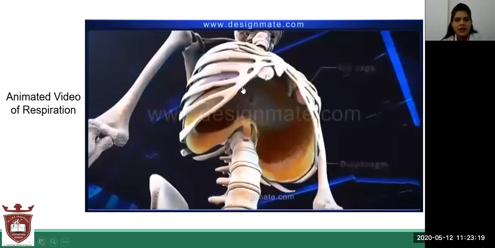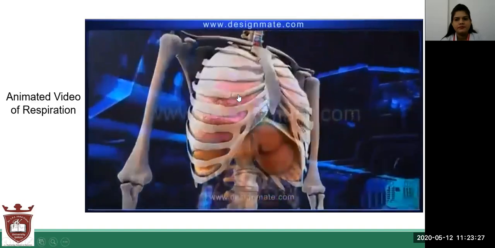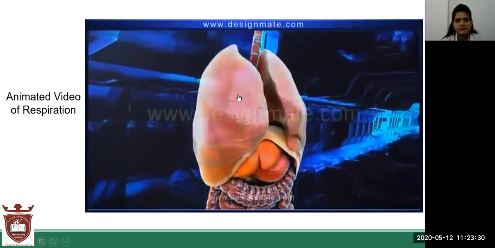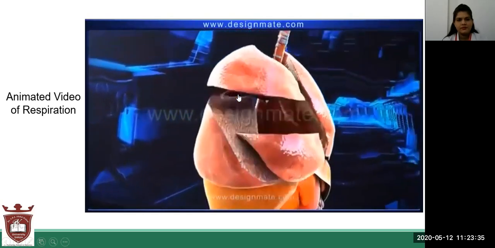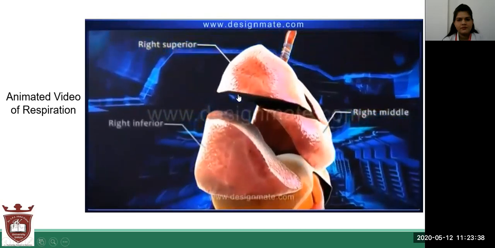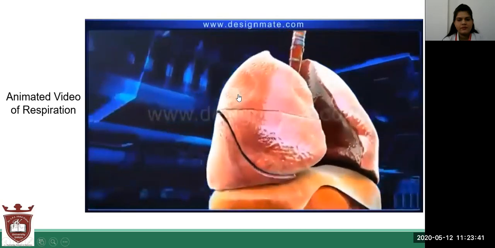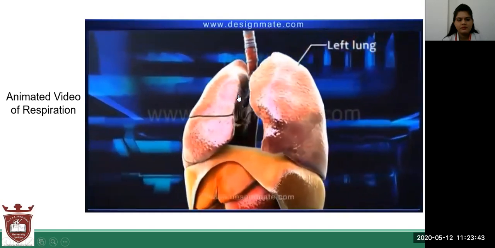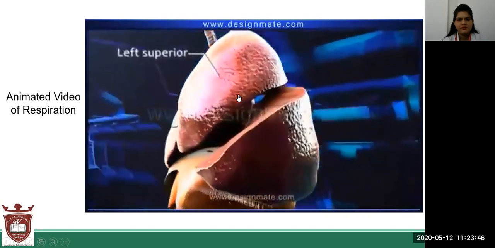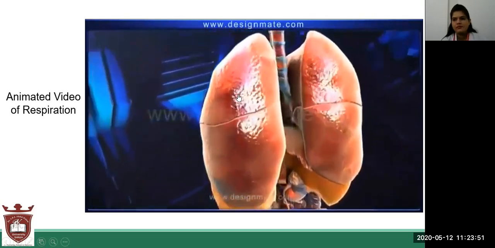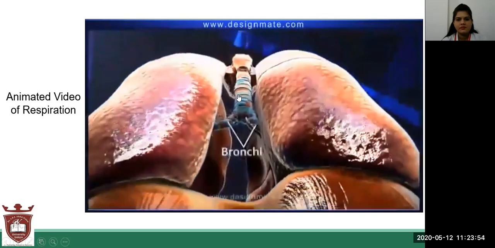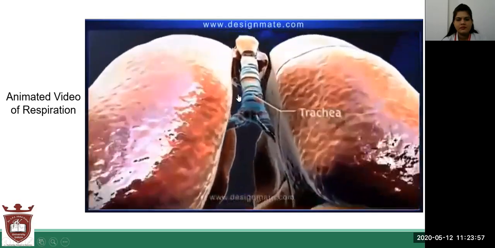So here we'll see the animated video of respiration. In respiration, present within the rib cage are the pleural membranes, which enclose the lungs. The right lung consists of 3 lobes, while the left lung has only 2 lobes. Both the lungs are associated externally with bronchi, which unite and extend into the trachea.